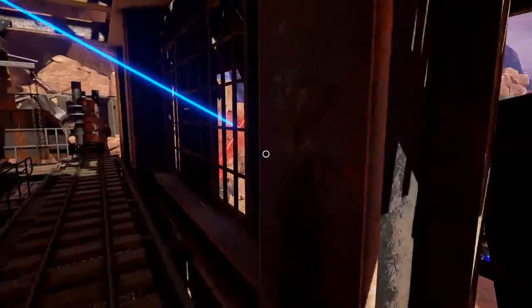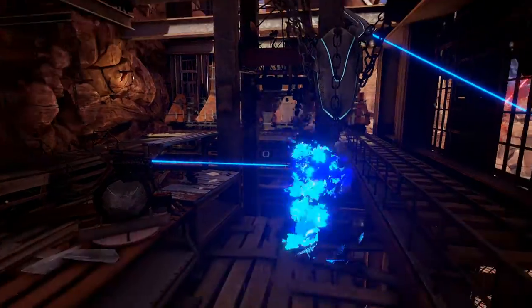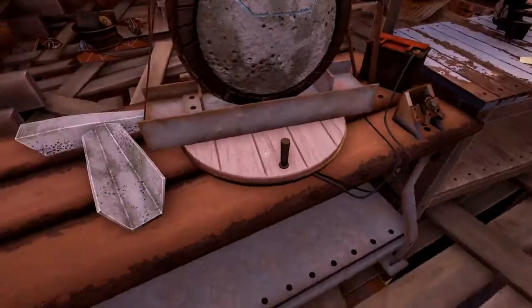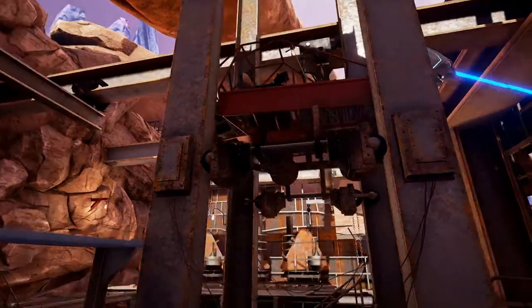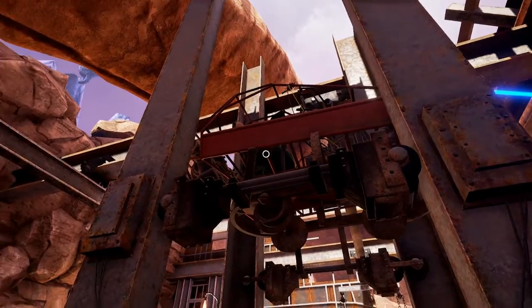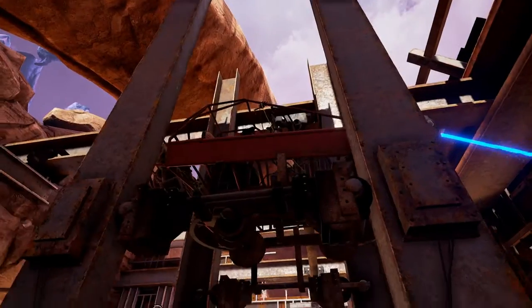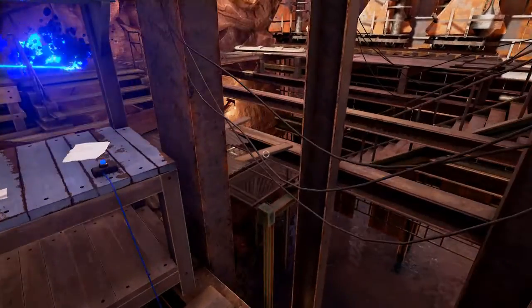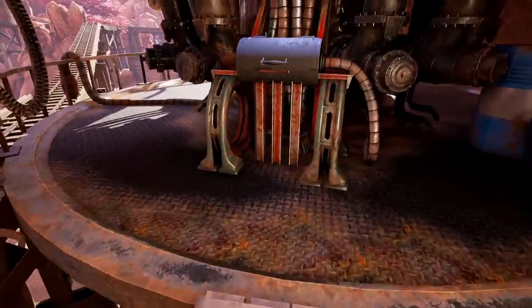We have another beam there. Okay. And okay, it's hard to see with this beaming right there, so I'm gonna turn it if I can. There we go. Okay, so there's the cart that it was mentioned in the letter. Blue beam. There's a seat. Okay. I'm gonna check that out in just a second.